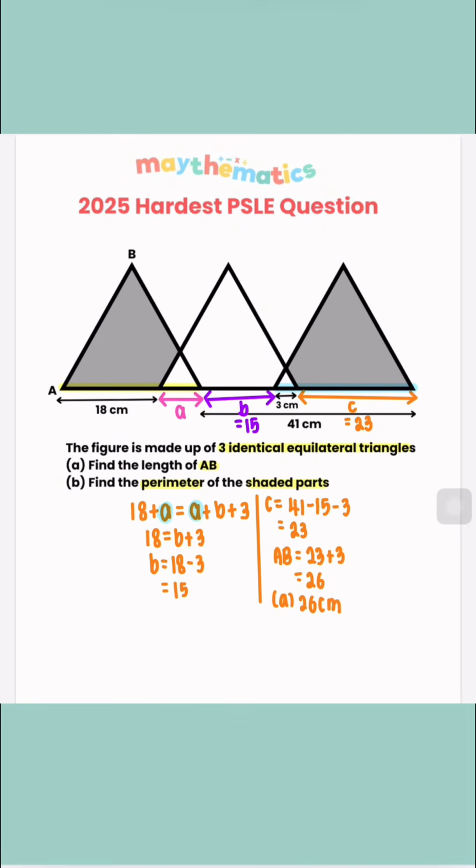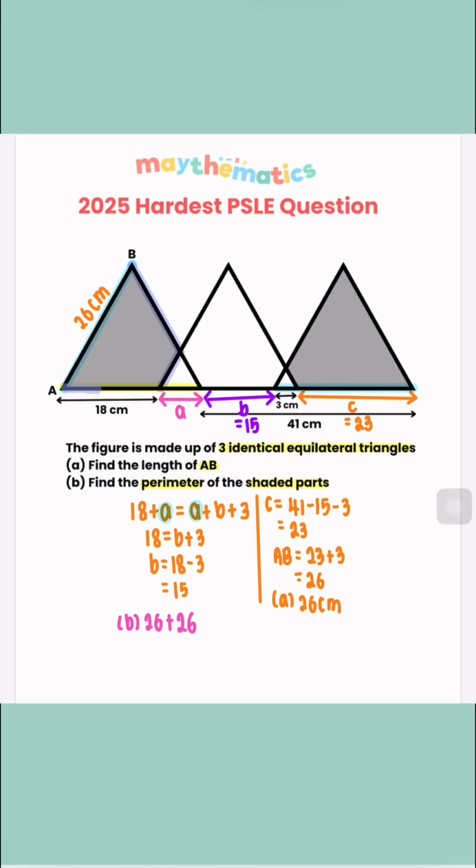For part B, to find the perimeter of the shaded parts, let's first begin with this side of the shaded part. We know that this is 26 from part A. Hence, we are going to add this in next. To find out here and here, you'll realize it's impossible to find them separately. Hence, the way is we know that this side, we can push it there and it will be the same as this. In other words, here and here is the same as one side of the equilateral triangle, which is also 26. So I'm going to add another 26 here.